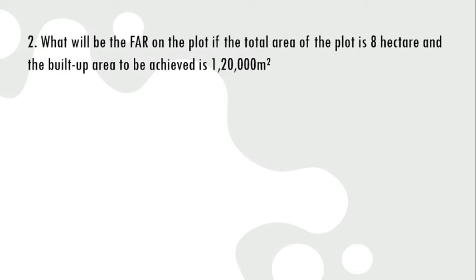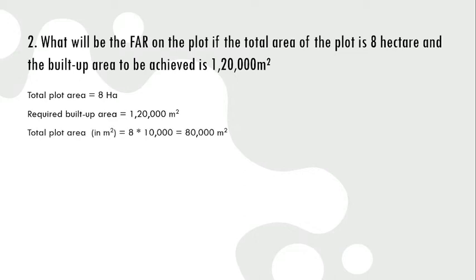So let us first summarize whatever data has been given to us. The total plot area is given as 8 hectares. Then the required built-up area is 1,20,000 square meters. If we look at both of them, we can do it in both ways. We can convert the required built-up area into hectares, or we can convert the total plot area into square meters. First of all, what we have to do is to bring both the units of area onto a common scale.